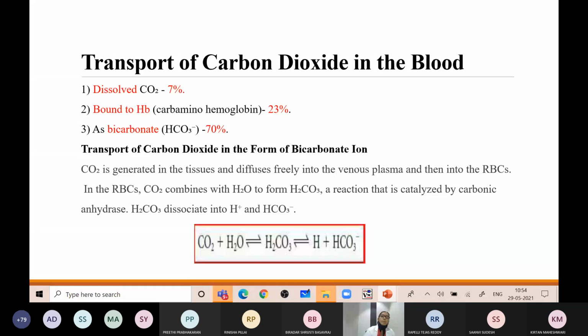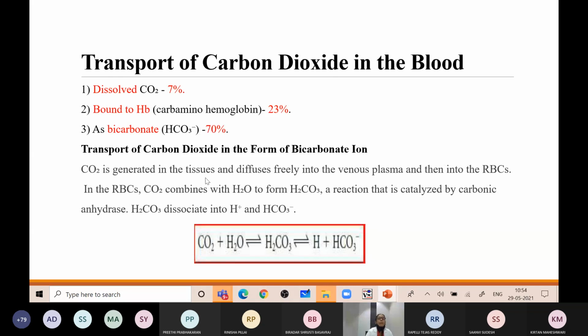Now coming on to the different ways carbon dioxide is transported. As I told you, dissolved is around 7%, bound to hemoglobin, that is carbaminohemoglobin, is around 23%, and in bicarbonate form around 70%. Some books say 80% to 90% is transported in the bicarbonate form.